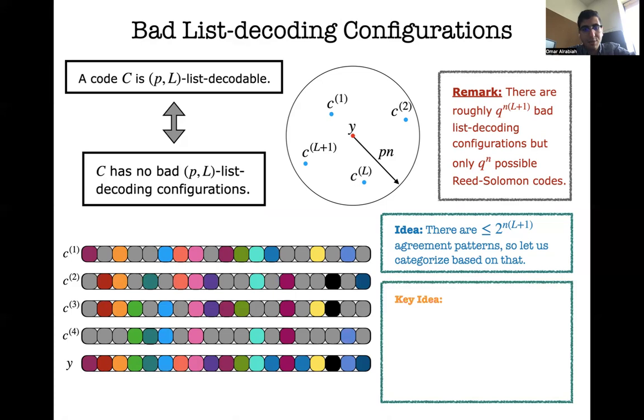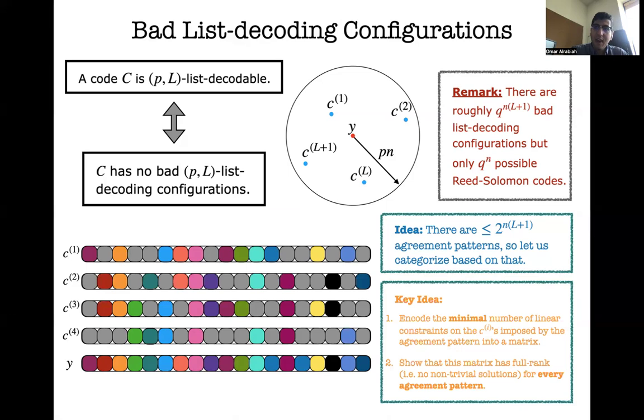So the key idea in the proof framework that we use, both in Guo-Li-Shangguan-Tamo-Wootters and in Brakensiek, Gopi, and Makam, is to linearly encode all these linear constraints that are imposed on the c_i just from their agreement patterns with y. Okay, and we want to do it in the most minimal sense. In other words, we want to pick the least amount of constraints that capture all the agreements between the c_i. And the idea is to show that for every agreement pattern that comes from a bad list decoding configuration, the matrix that these linear constraints form turns out to have full rank, and therefore there can never be any configuration that satisfies this agreement pattern. So because of that, there's no bad list decoding configuration in the code C, and therefore it is list decodable.